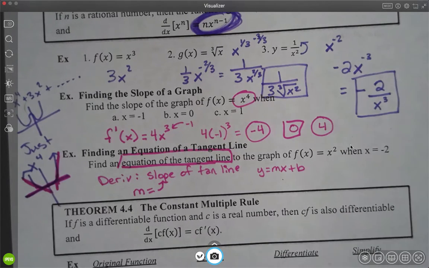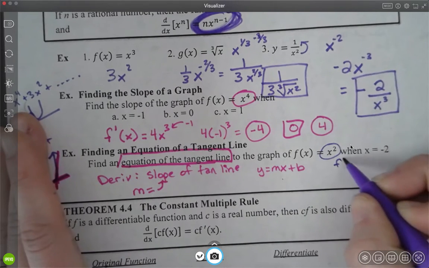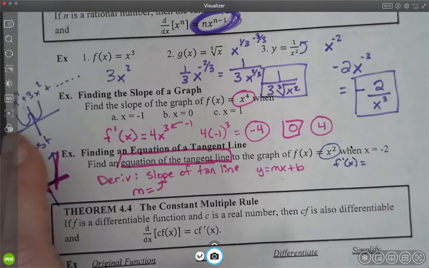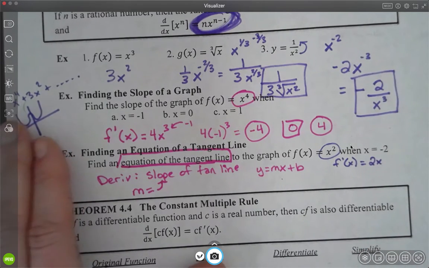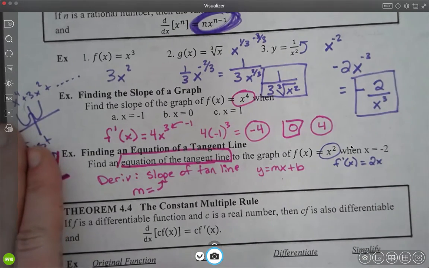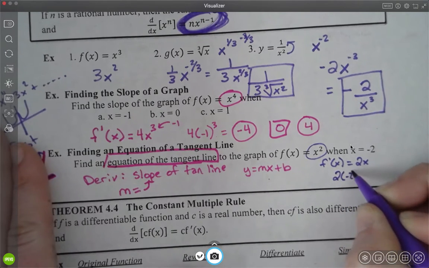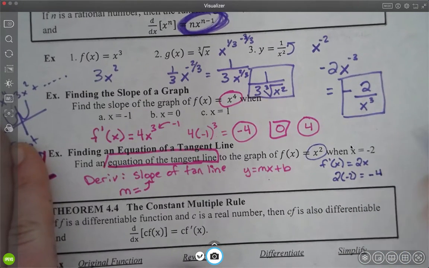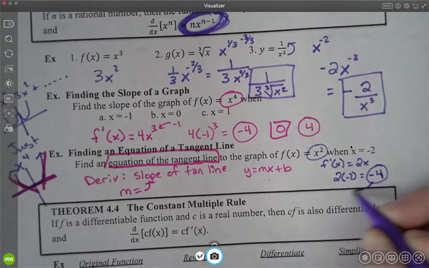What do you want to do first? Find the derivative. Starting with x squared, f prime of x will be 2x. This is the derivative, but we need it specifically at the point -2. Plug that in there. So 2 times -2 is -4. So what does that do for me? -4 is your slope, so -4 goes in for m.